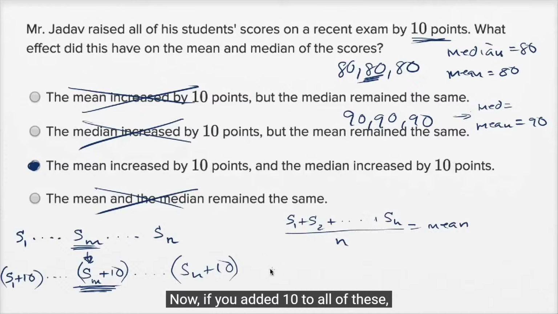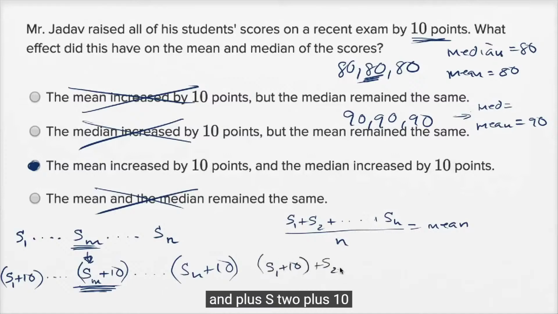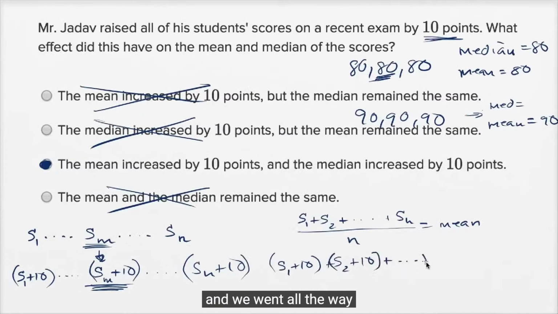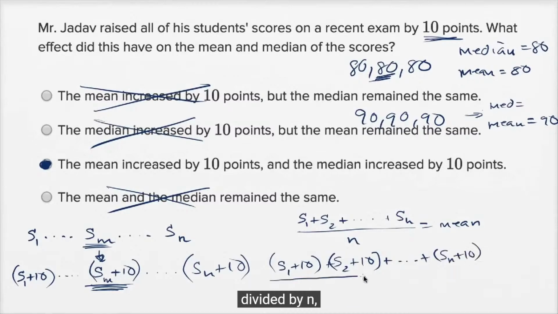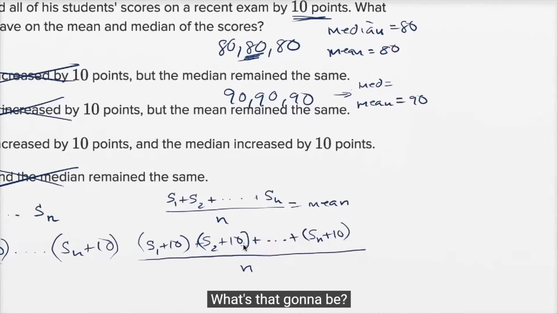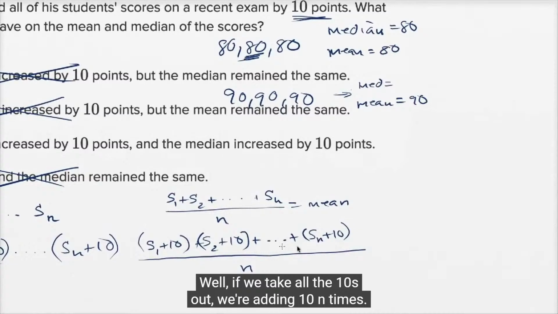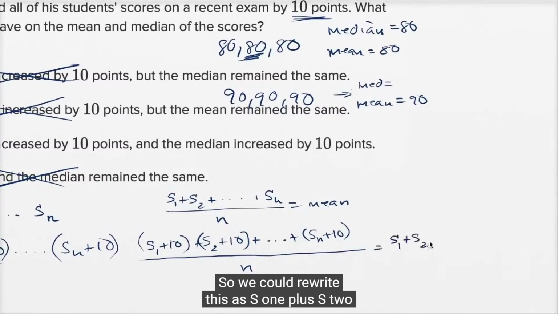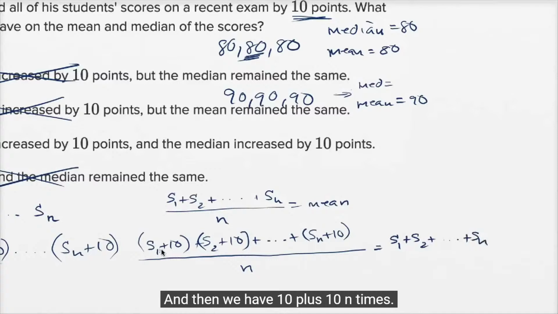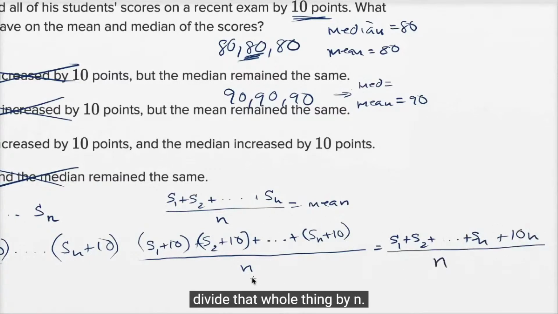Now, if you added 10 to all of these, if it was S1 plus 10 plus S2 plus 10, and we went all the way to Sn plus 10, divided by n, well, what's that going to be? Well, if we take all the 10s out, we're adding 10 n times. So we can rewrite this as S1 plus S2 plus Sn, and then we have 10 plus 10 n times. So we can write plus 10n, and then divide that whole thing by n. I just rewrote this. Instead of adding the 10 n times, I just wrote 10 times n.